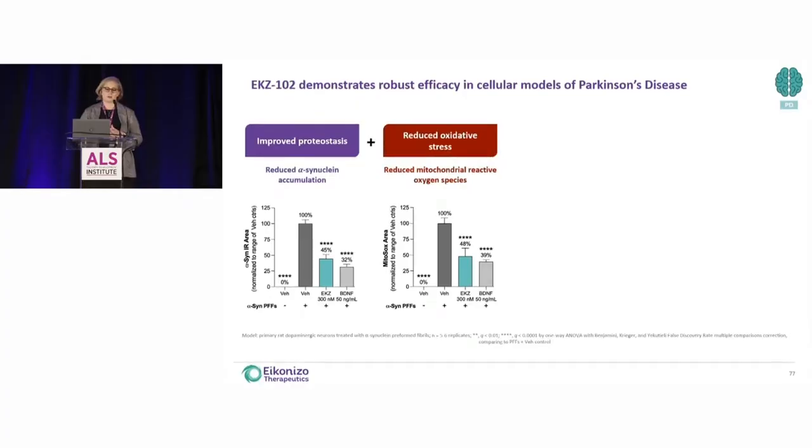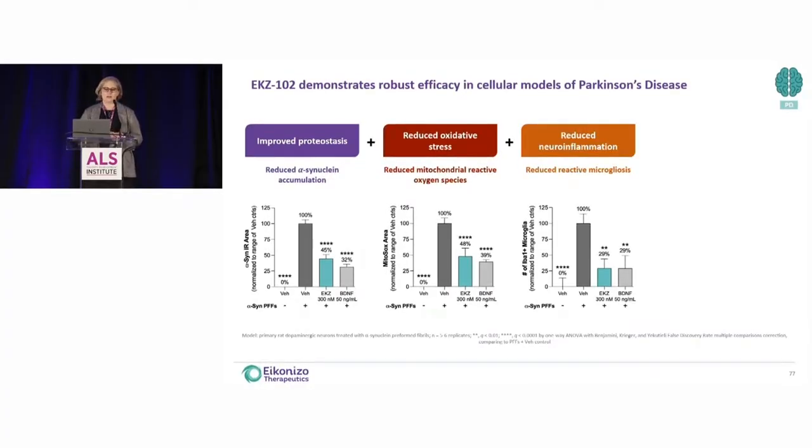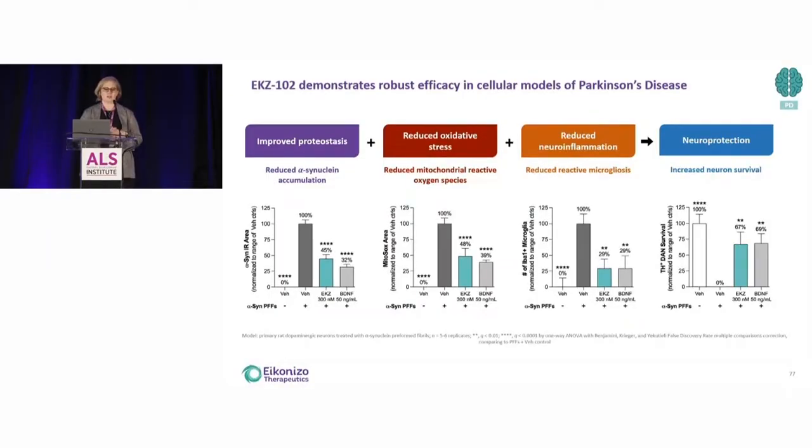We also saw similar reductions in mitochondrial reactive oxygen species and reductions in reactive microgliosis, as we saw a decrease in the number of IBA1 positive microglia. And again, by combining the net protective effect of these pathways, we could see an improvement in neuronal survival of dopaminergic neurons. We were very fortunate to recently receive a phase 1 SBIR award to advance this work, so stay tuned for more preclinical support of our lead development candidate, EKZ-102, in neurodegenerative diseases.